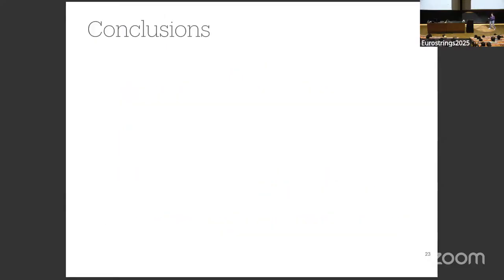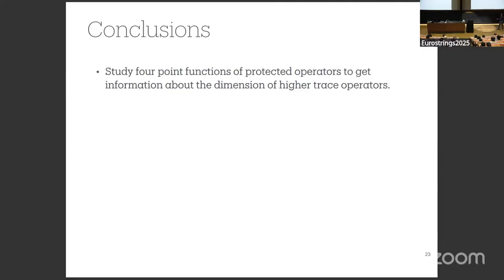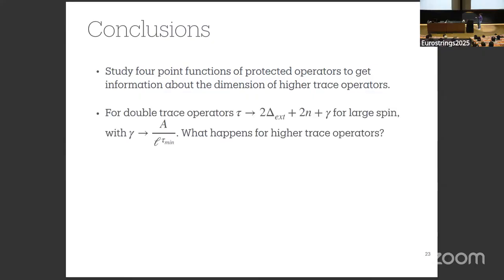Let me just conclude, because I think I'm out of time. But okay, what I wanted to show you today is essentially that we have some hope to be able to understand higher trace operators, so essentially to include in our study of the spectrum of N=4 even higher trace operators. So for double trace operators, a lot of information is known. For instance, we know that the dimension of double trace operators, for large spin, goes in this particular way.